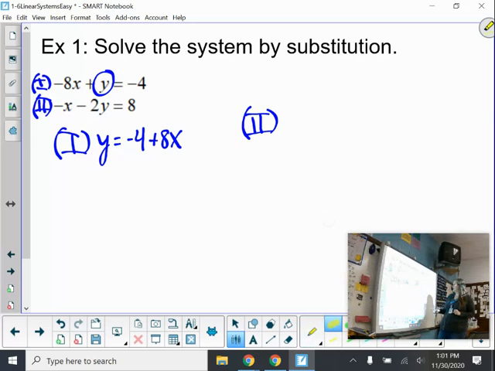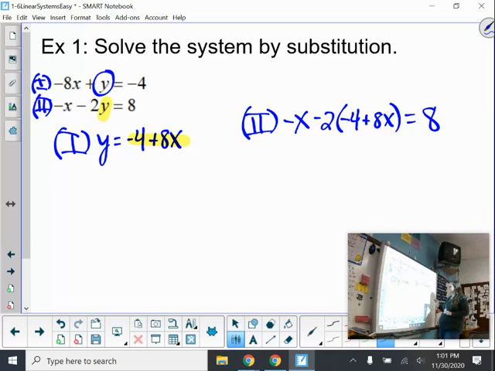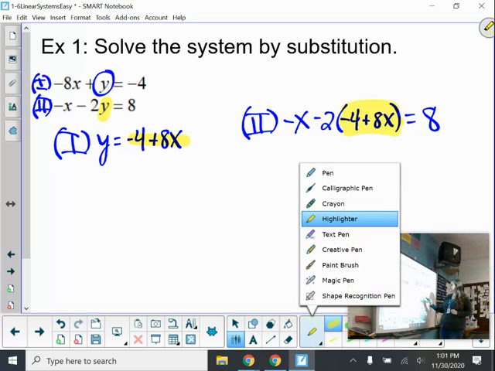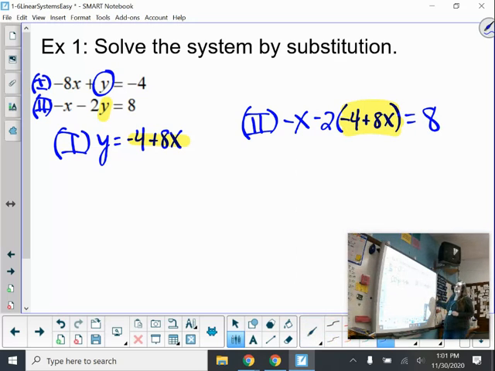And we already said that y is equal to this -4 plus 8x. So the y in the second equation, instead of writing that letter y, I am going to write -4 plus 8x in parentheses. So my second equation is going to become -x minus 2 times (-4 plus 8x), and then equals 8. You see how I wrote everything else in the equation, but instead of writing that y, I replaced it with the expression that y is equal to.